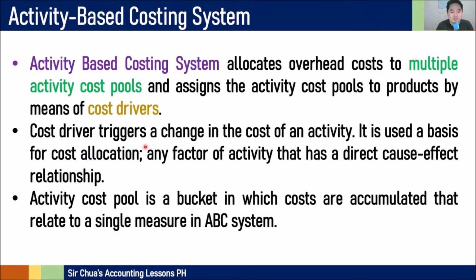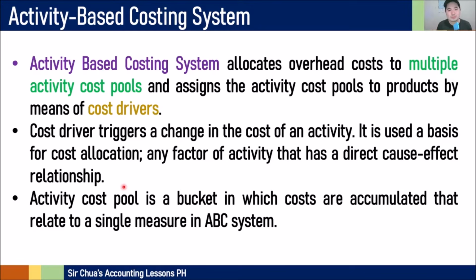Okay? Cost driver triggers a change in the cost of an activity. It is used as a basis for cost allocation. Any factor of activity that has a direct cause-effect relationship. So basically, what happens is, since your cost driver is your trigger, if your cost driver is high, you can expect that the allocated cost for that product will be technically higher as well. And because it also has a direct cause-effect relationship, so if your cost driver is a bit low, then it will also give your product lower allocated cost.